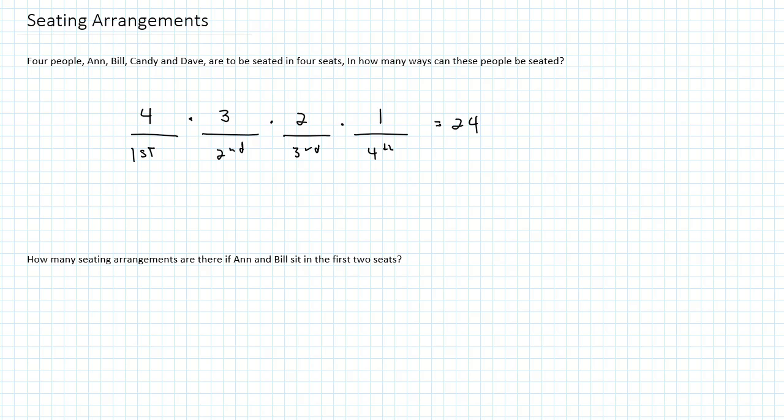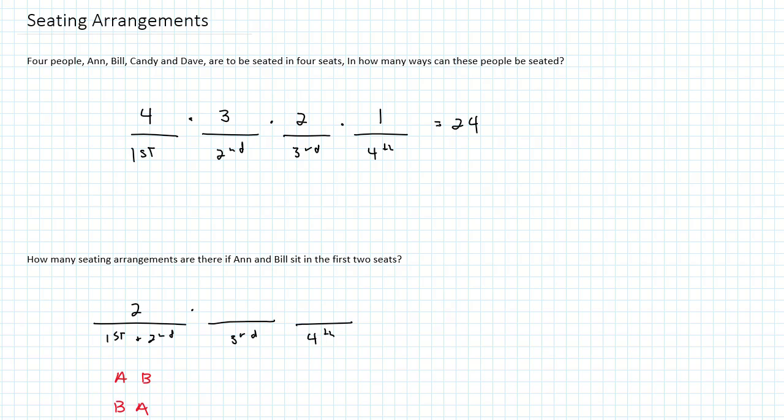So I'm going to think about the first 2 seats, and then the third seat, and then the fourth seat. So how many ways are there to put Ann and Bill in the first 2 seats? And now what you have to remember is it could be Ann and Bill, or it could be Bill and Ann. So there's actually 2 possible ways to do that.